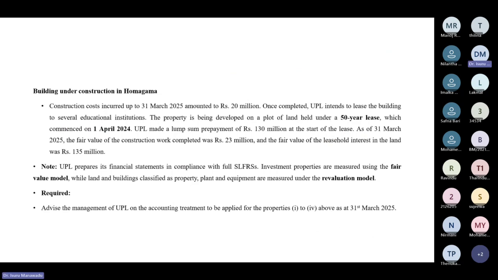Building under construction in Homagama. Construction cost incurred up to 31st March 2025 amounted to 20 million. Once completed, UPL intends to lease the building to several educational institutions. The property is being developed on a plot of land held under a 50-year lease. The building is being constructed on a leased land. There is a small story here.